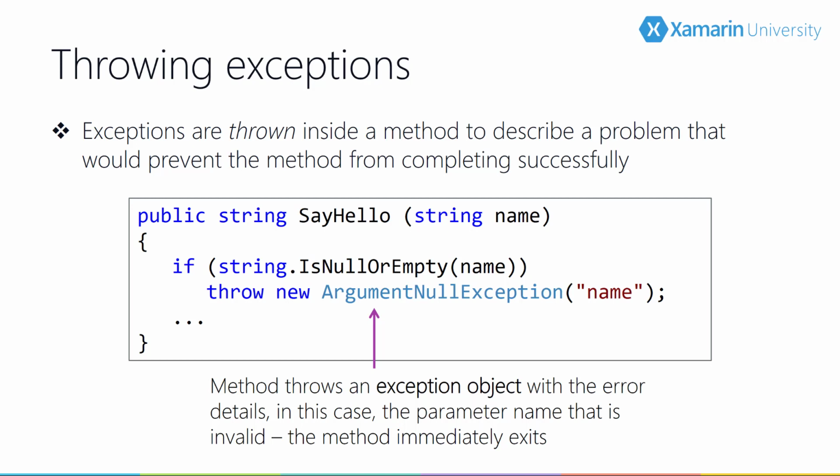So in this case, we throw an argument null exception, and we pass the name of the invalid parameter. This exception would then need to be caught by the caller or identified by the developer, who could then examine the parameter name property, which is unique to this specific argument null exception, which can then be used to figure out which parameter was incorrectly passed in.